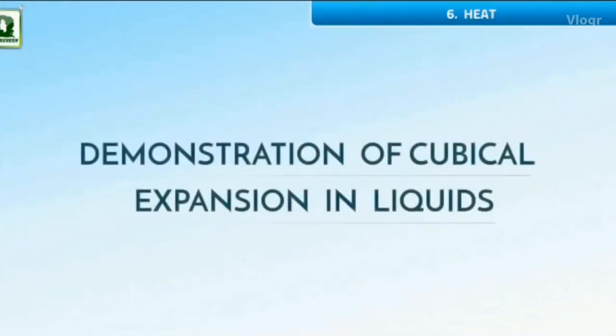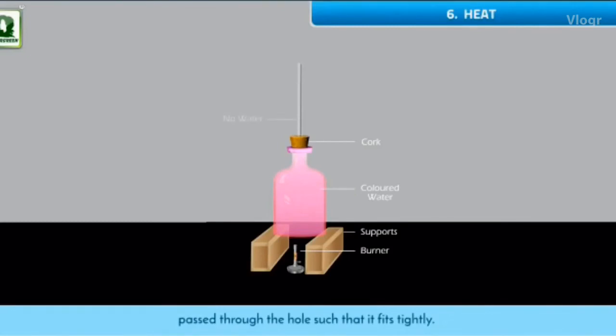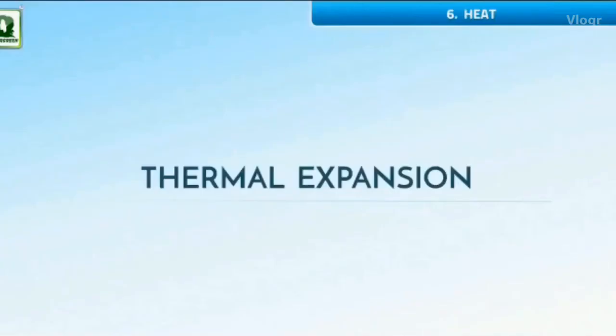Demonstration of cubical expansion in liquids. The apparatus consists of a glass bottle fitted with a cork having a hole. A narrow glass tube is passed through the hole such that it fits tightly. Water is filled in the bottle to its neck and is colored with potassium permanganate. On heating, one finds that the water begins to rise in the glass tube, showing that liquids undergo cubical expansion on being heated.